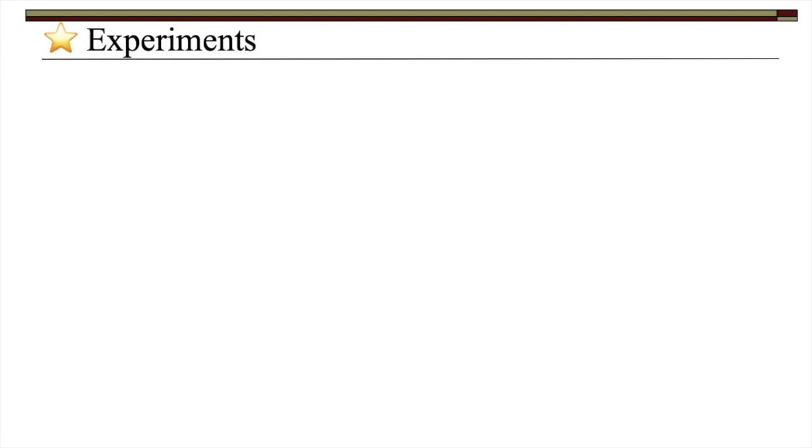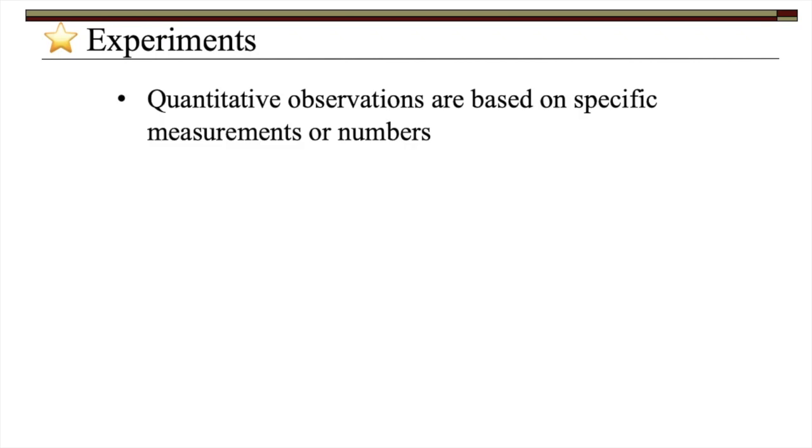Also with experiments, we make a lot of observations. Observations come in two types. There are quantitative observations, and they are ones that deal with numbers or measurements. There's always a number associated with a quantitative observation. Examples of quantitative observations are things like mass, volume, density, length. All of those involve a number.